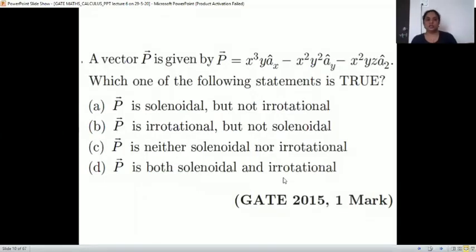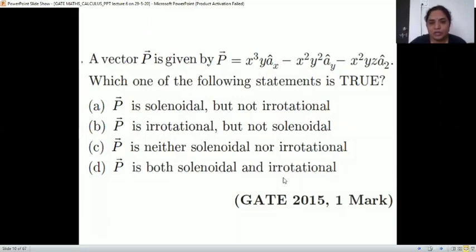A vector p bar is given by x cube y ax cap. You can call it as i bar, j bar, k bar, no doubt. Ax cap is nothing but i bar. It is in the direction of the x axis. That is ax cap. This is given p bar, and which one of the following statements is true? In the statements, it is solenoidal and irrotational.